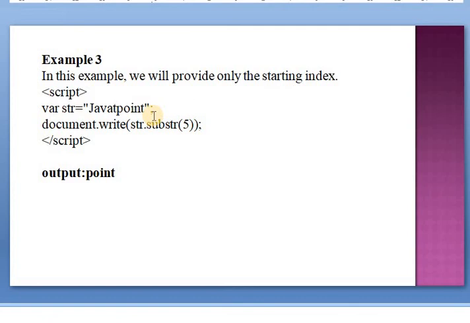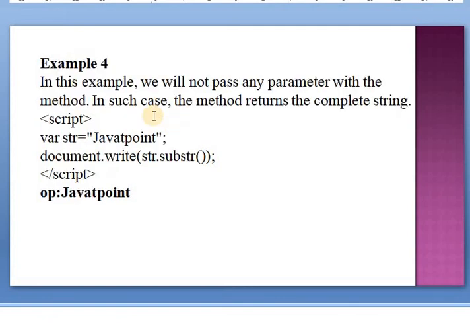Next example: in this example I am not passing any parameters with the method. In this case it also returns the complete string, like the substring method. The substring method also returns the complete string if no parameters are passed. Here substr also returns the complete string if we do not pass any parameters. So it returns Java T point as a result.